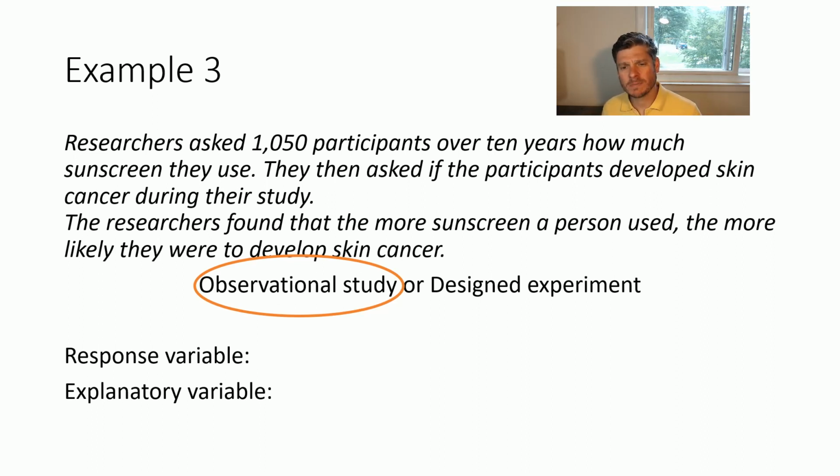So what is our response variable? What are they trying to be able to predict? Well, in this case, they want to predict whether or not a person gets skin cancer. So skin cancer is going to be my response variable. Now, is that numerical or is that going to be categorical? Well, that's going to be categorical, right? Either you have it or you don't. So in this case, my response variable is categorical.